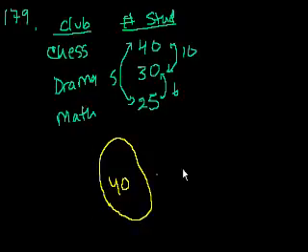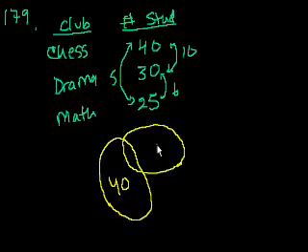And let's do drama next. There are 30 students in the drama club. And then how many people are in both? Well, they told us that there are 10 people in chess and drama. So this right here is 10.